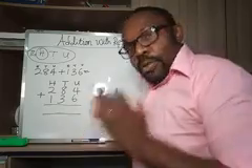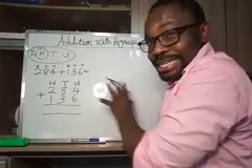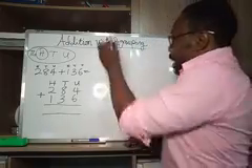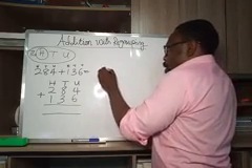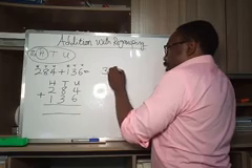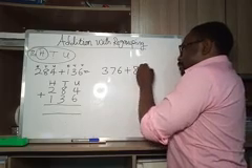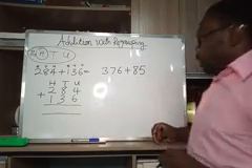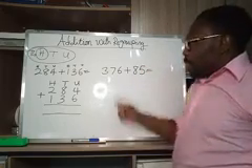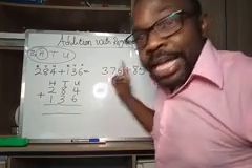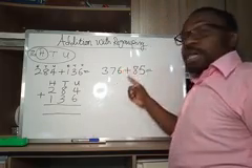Correct arrangement, proper arrangement. Now let's give another number sentence on how to arrange. We're taking it step by step. Let me give another example. This time, 376 plus 85 equals. What do we do first? Remember, give them their places.